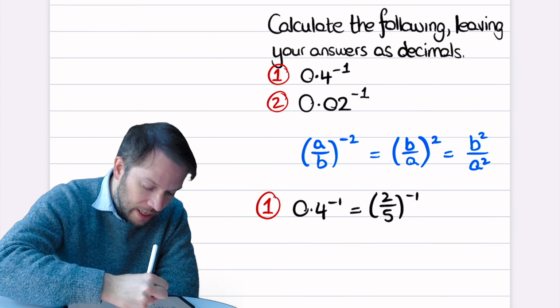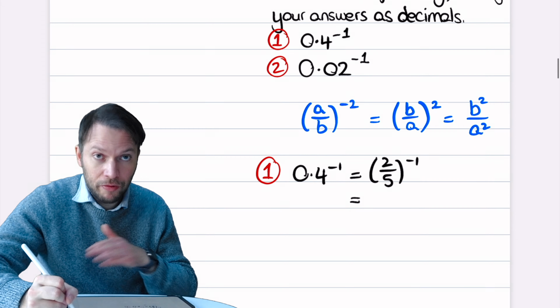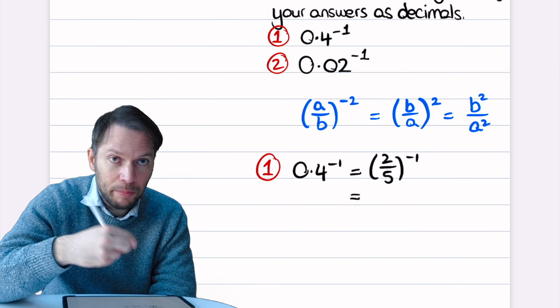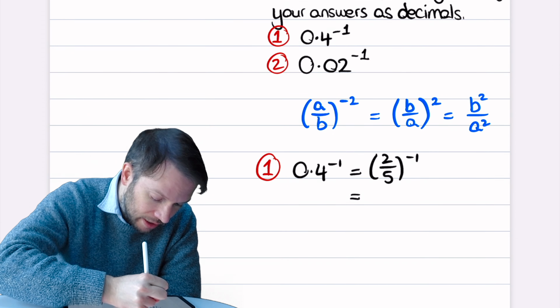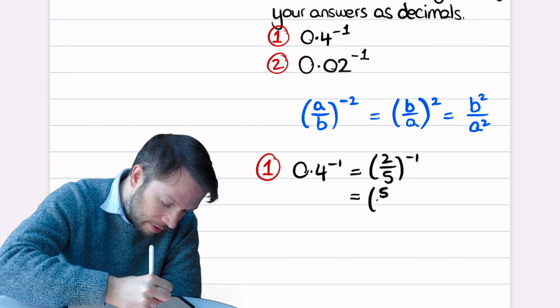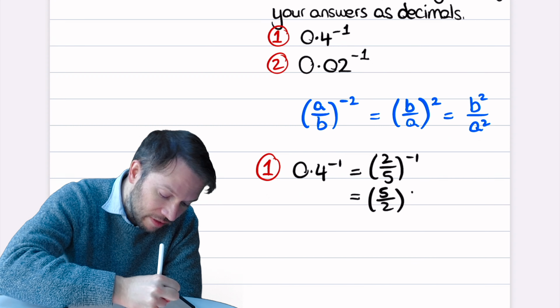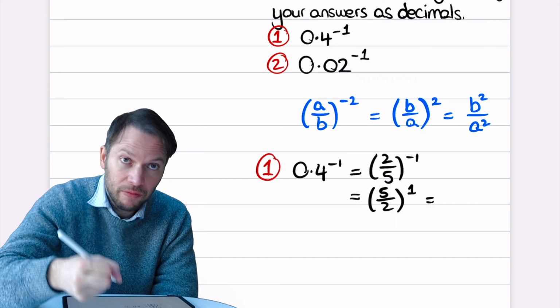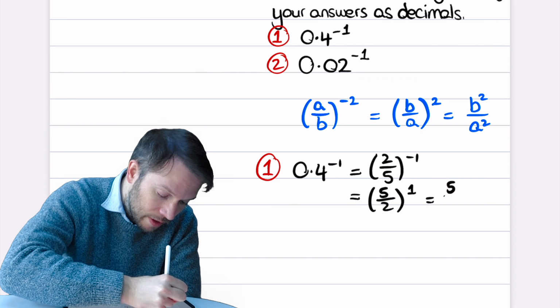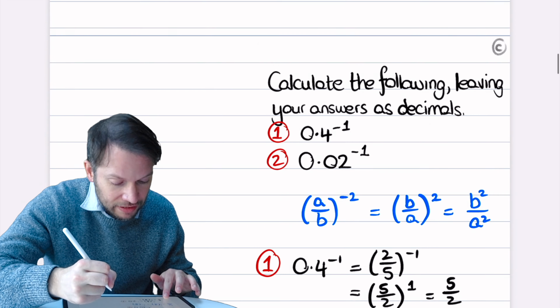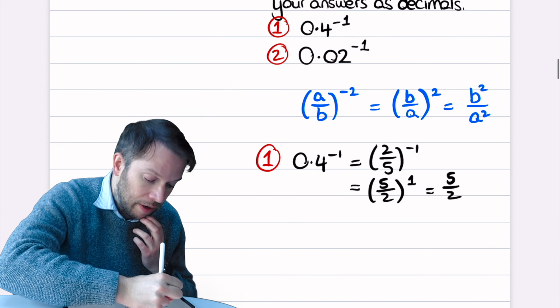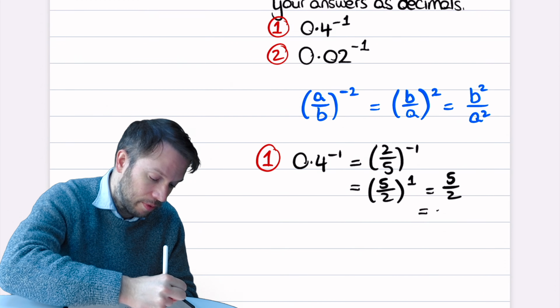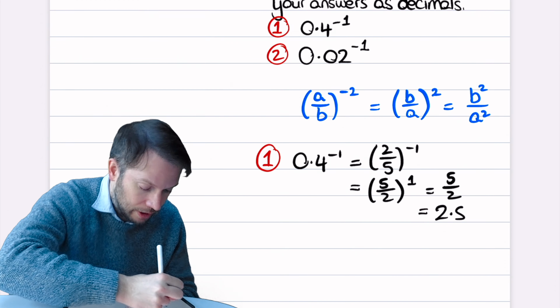And remember, as we said, if we've got a fraction to a negative power, we reciprocate, we flip the fraction inside the brackets. So that becomes 5 over 2 to the power of +1. And 5 over 2 to the power of 1 is just itself, it's 5 over 2. Does it want the answer as a decimal? Yes, it does. So leave your answer as a decimal. 5 divided by 2 is just 2.5. So that is the final answer there.